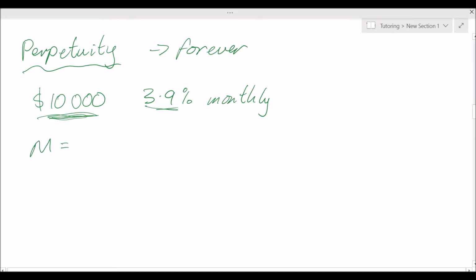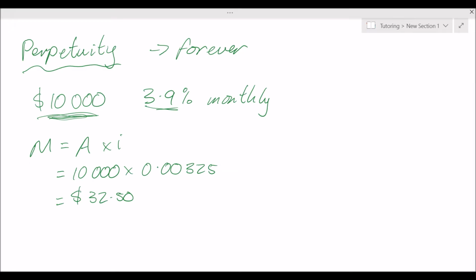If the withdrawal amount is going to be the value of my annuity, and I multiply that by the interest rate. Okay, so that's going to be $10,000 times 0.00325, because remember that's still got to be monthly adjusted. Okay, and if I figure that out, it means I can take out $32.50 every month, and the $10,000 will always stay there. Okay, not a bad deal.